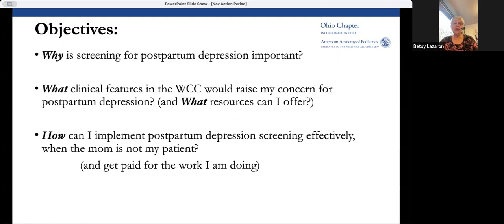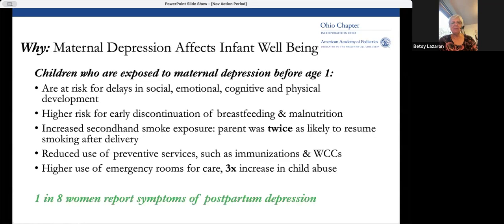We're going to be going through the whys of why it's important to screen. I'm going to talk through this fairly fast since I think I've got those people who are doing the screening convinced of why this is important. We're going to talk about what clinical features would really set off your internal alarms that depression may be in play here, and what resources you can offer. And then we're going to talk about the hows. How do I implement this in the office effectively without using up too much of my time and get paid for this? Next slide.